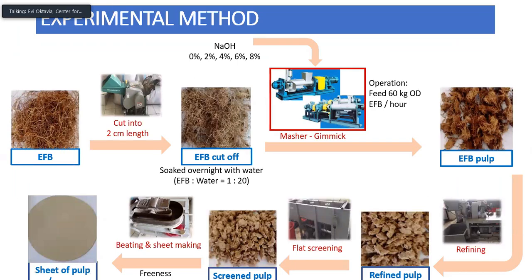This is the experimental method. At first, EFB was cut into 2 centimeter lengths and then soaked overnight with water at a ratio of 1 to 20. And then we use Master and Gimmick with the variation of caustic soda from 0 to 8% with the operation of pilot scale around 60 kilograms oven dry EFB per hour. And then the EFB pulp is refined, screened, beaten, and then hand sheet made. And we measure the physical properties of the pulp sheet, and then we compare it with commercial brown paper.